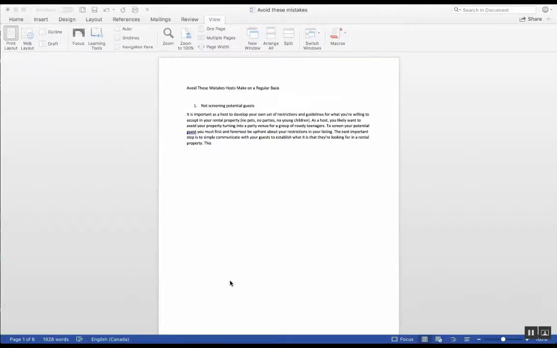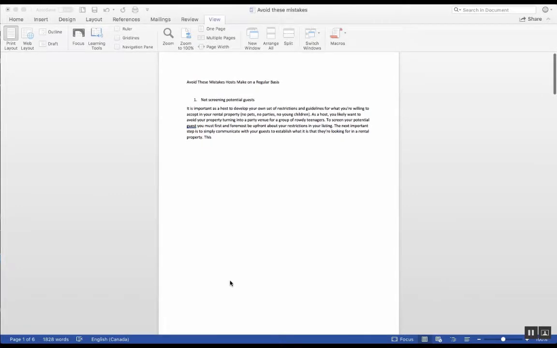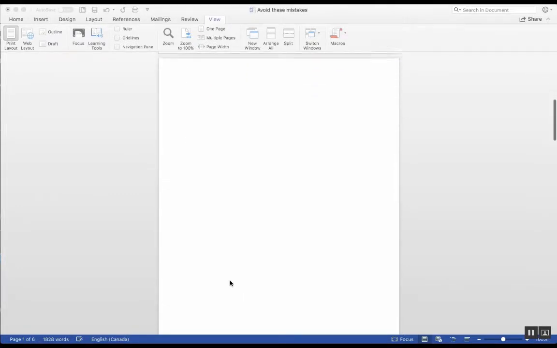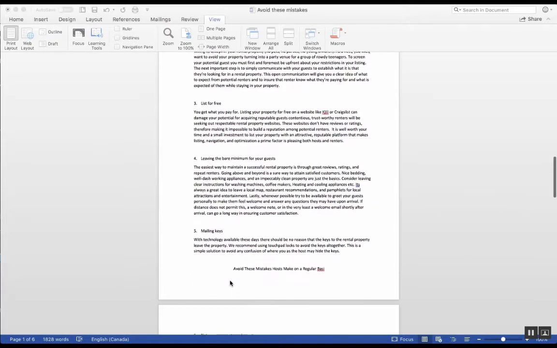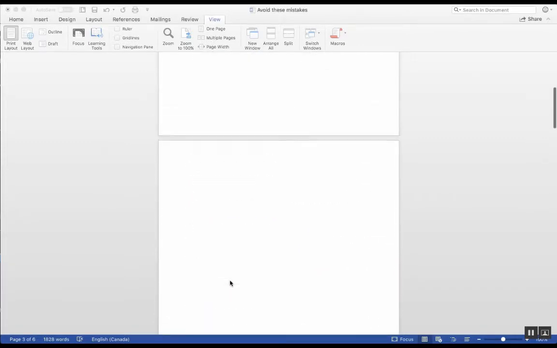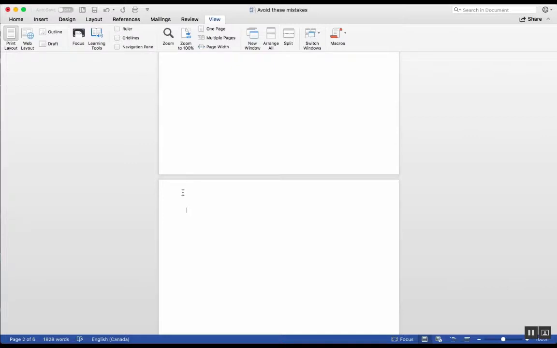Page in Microsoft Word. As you can see, I have page one, a blank page, page two. Here's what I'm going to do. I'm going to insert my cursor at the top of the blank page, right? So I'm at the very top there.